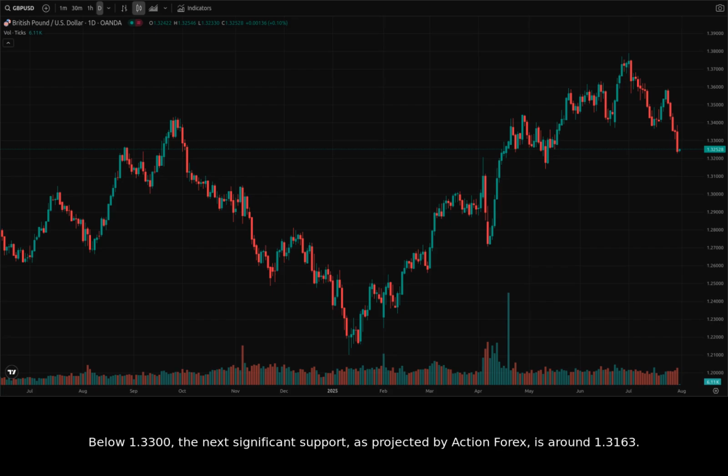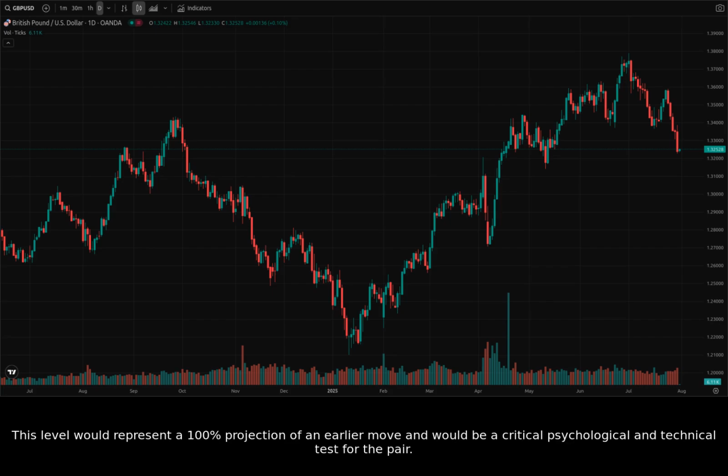Below 1.3300, the next significant support, as projected by Action Forex, is around 1.3163. This level would represent a 100% projection of an earlier move and would be a critical psychological and technical test for the pair. A sustained move below 1.3163 could indicate a more profound reversal of the long-term uptrend observed since March 2024.